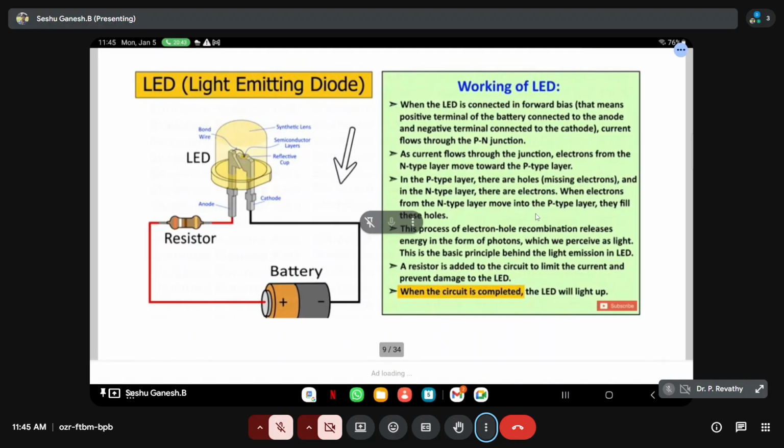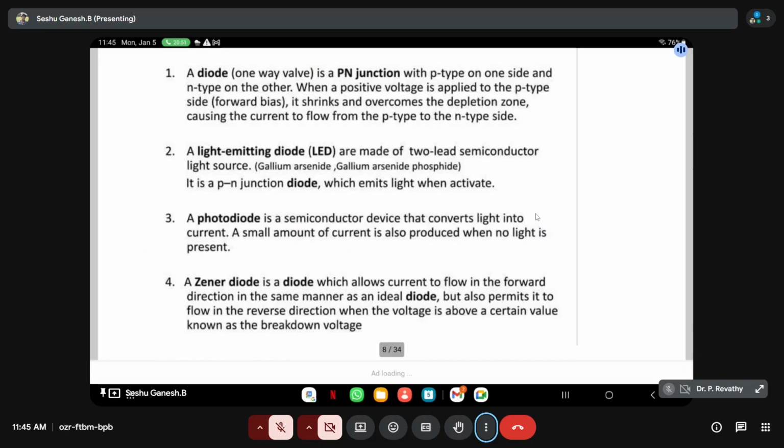We'll be seeing it in the slide. This is enough. Okay, so this part, don't worry about. These are all just summative points, just introduction points about what is an LED diode, what is a photodiode. We'll be seeing them individually, one by one. Don't worry. Okay.